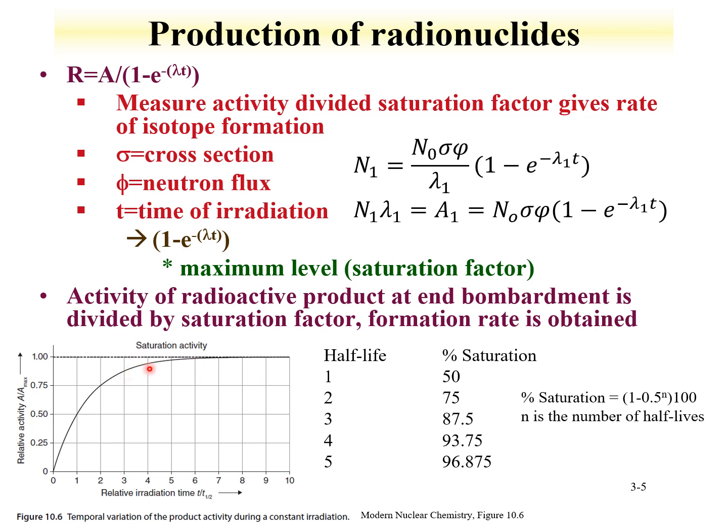From 2 to 7, I'm only gaining 25% more. So one could evaluate that: is it really worth that extra time to produce a relatively small amount of material? So we have these saturation factors, and as a function of the half-life of the product isotope, you can see what percentage of the saturation you're reaching.